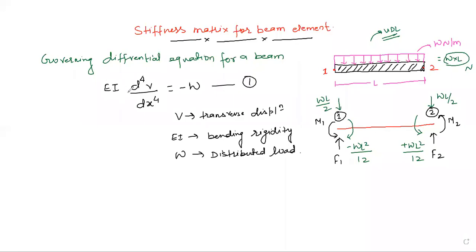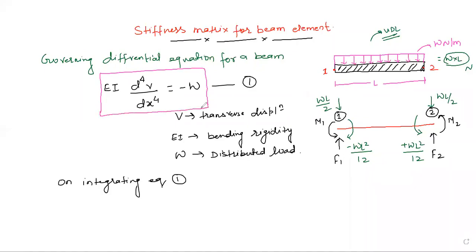Now if you integrate equation number 1, what are we going to get? Just remember, this is the governing differential equation for any beam, not only for this beam. For any beam you can apply this formula. EI d⁴V/dx⁴. Remember, this V is the vertical displacement. So if you integrate this equation number 1, what we are going to get is EI.